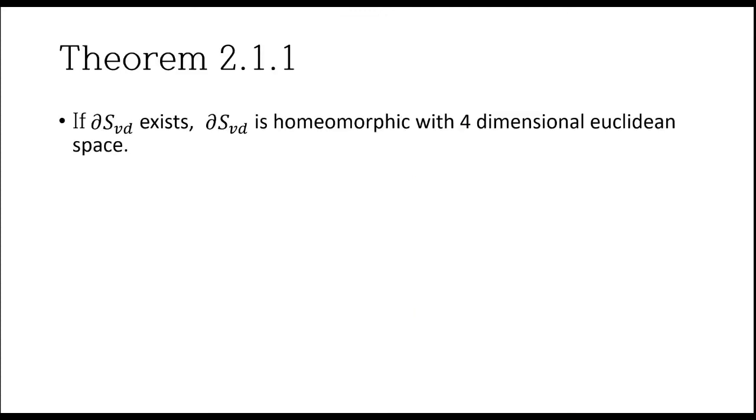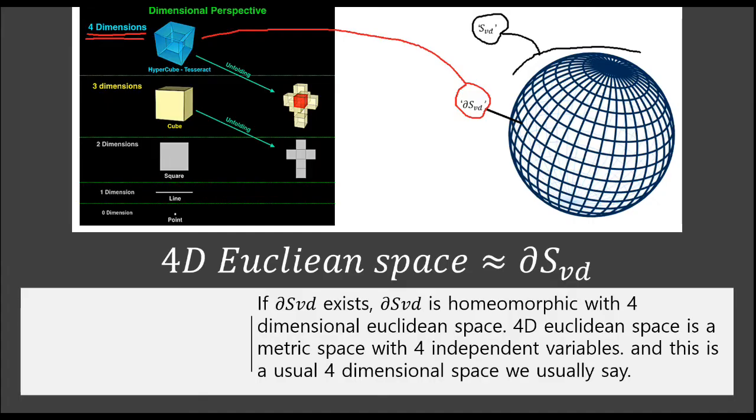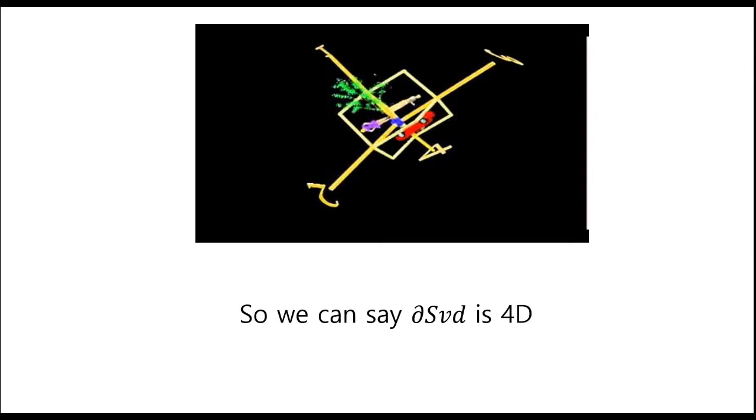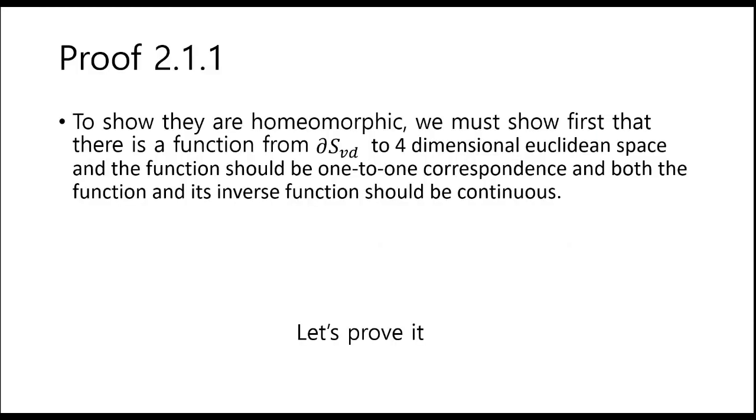If DS3D exists, DS3D is homeomorphic with 4-dimensional Euclidean space. 4D Euclidean space is a metric space with 4 independent variables, and this is the usual 4-dimensional space we usually say. So we can say DS3D is 4D.